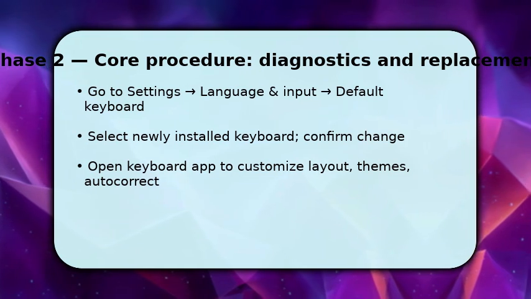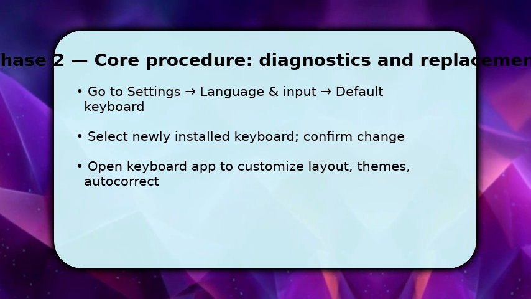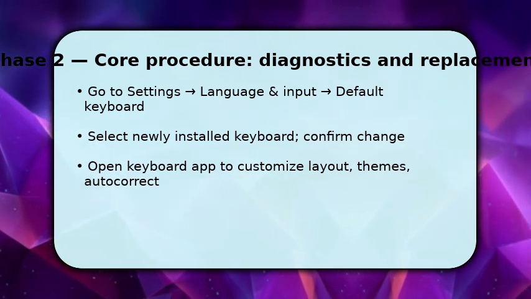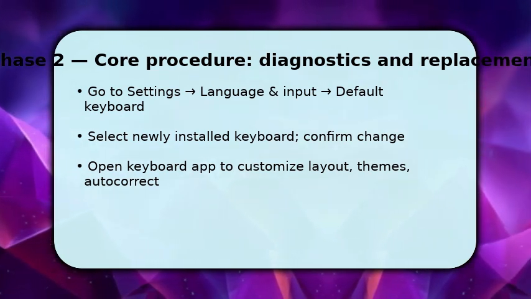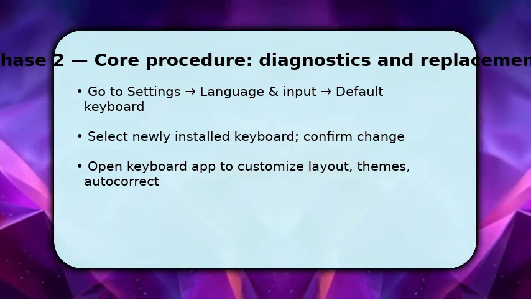Then open the keyboard's own settings to customize layout, language packs, autocorrect strength, and themes. Doing this here ensures the keyboard behaves the way you prefer in messaging, search, and passwords. Make sure languages are downloaded before exiting.